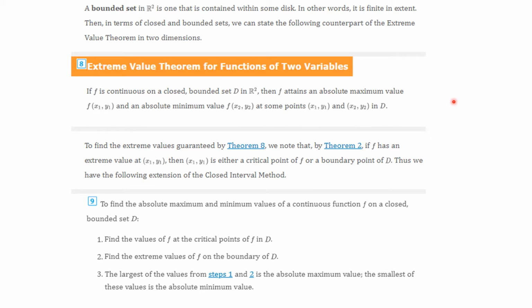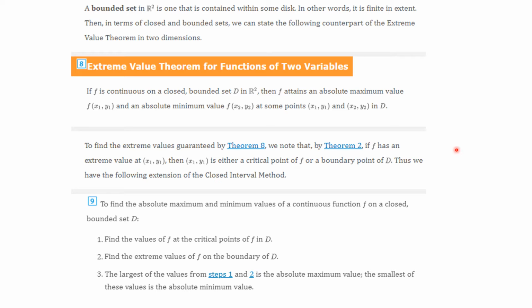The extreme value theorem for functions of two variables: if f is continuous on a closed bounded set D in R2, then f attains an absolute maximum value, f(x1, y1), and an absolute minimum value, f(x2, y2), for some points (x1, y1) and (x2, y2) that are in D.